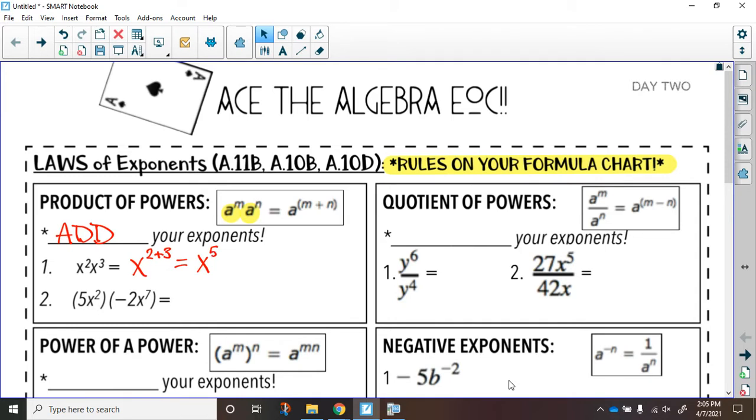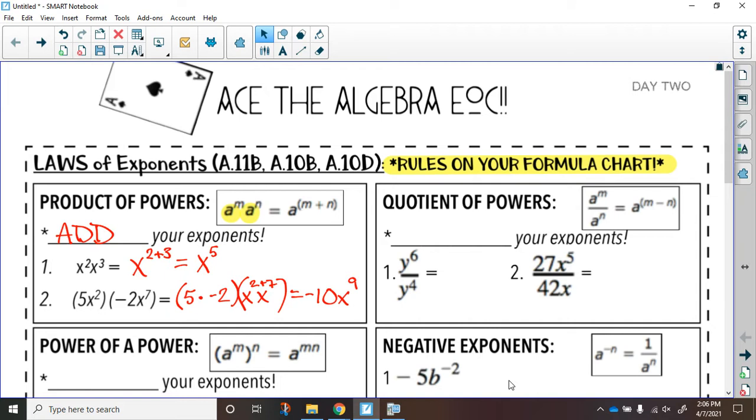For number 2, when we have numbers involved, the first thing I like doing is grouping my numbers together. That way I have numbers together and then I have my variables together. So for this one we have 5 times negative 2, and then x squared times x to the 7th. 5 times negative 2 is negative 10, and then I have 9 x's in total because I added 2 and 7.